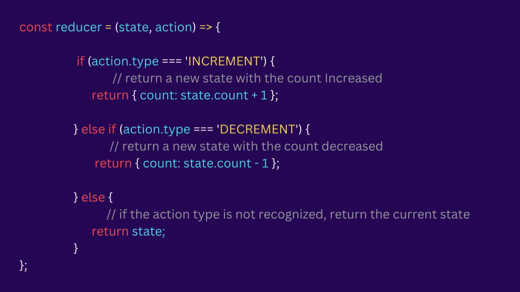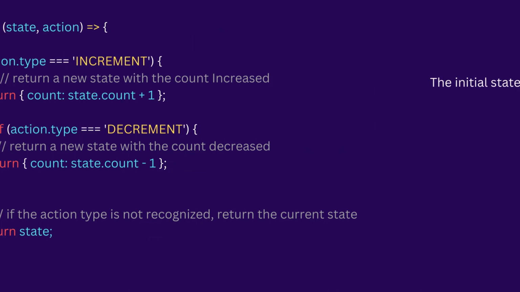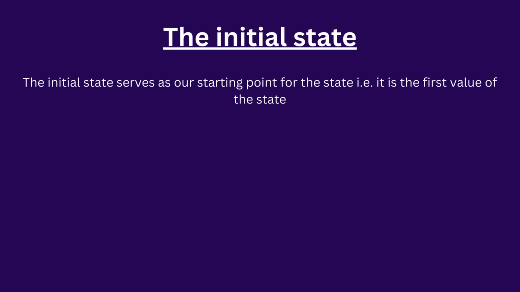This task would require creating different functions for each action when using the normal useState. So this is one of the benefits of the useReducer hook. We now know how the reducer function works. The next thing is the initial state. The initial state serves as our starting point for the state. That is, it is the first value of the state.